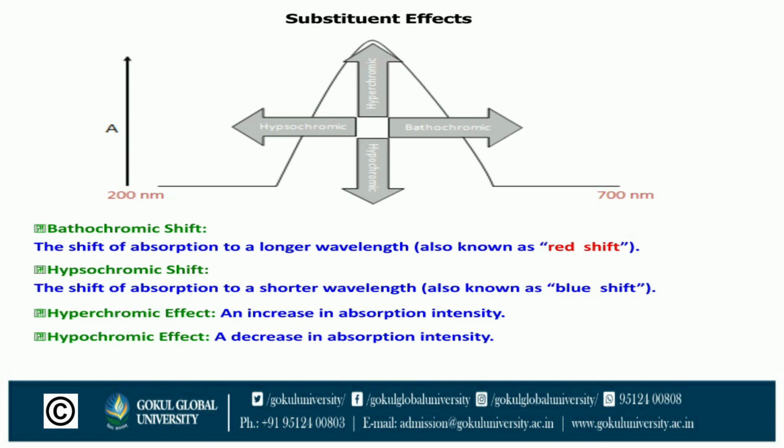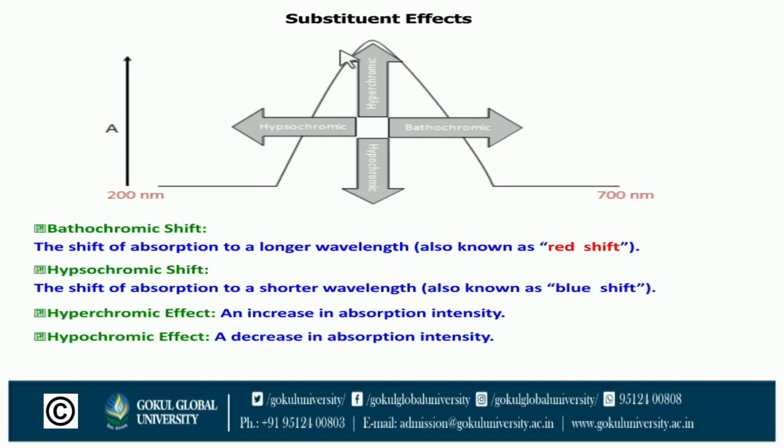Now the third is the hyperchromic effect, an increase in absorption intensity. This is a hyperchromic effect, an increase in absorption intensity. The fourth is the hypochromic effect, a decrease in absorption intensity. So all substituent effects occur in the graph of the spectra of UV spectroscopy.